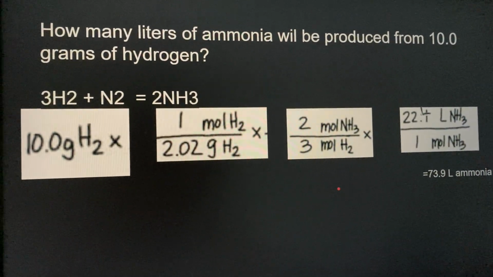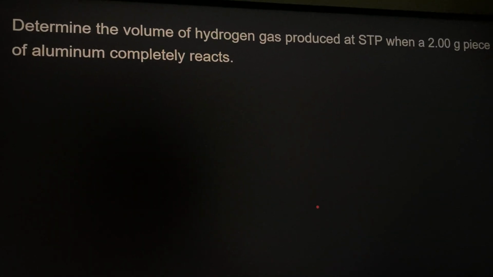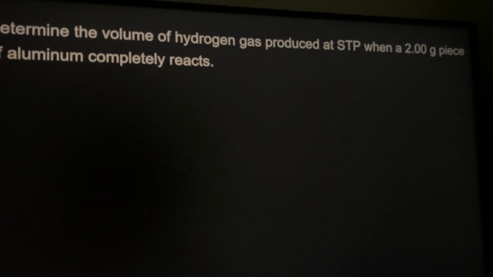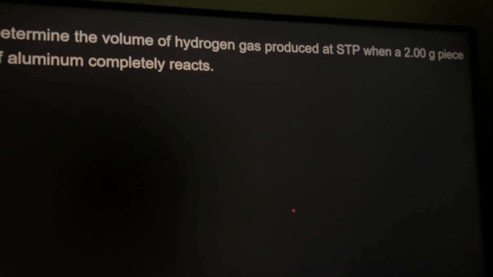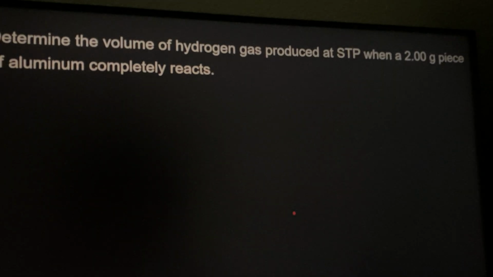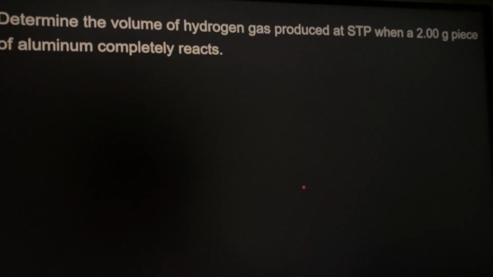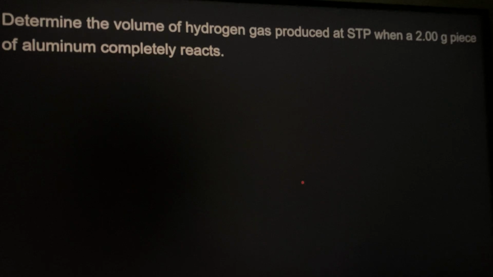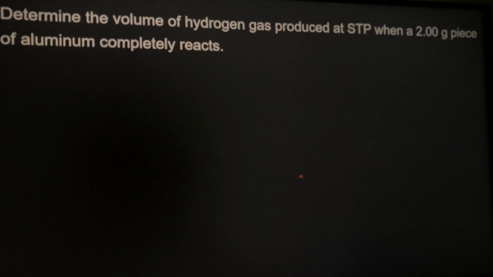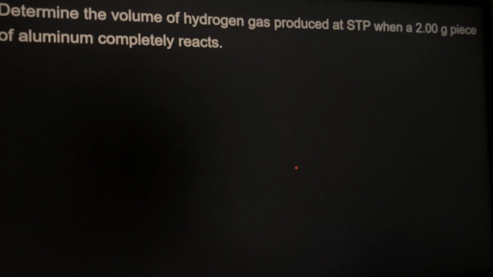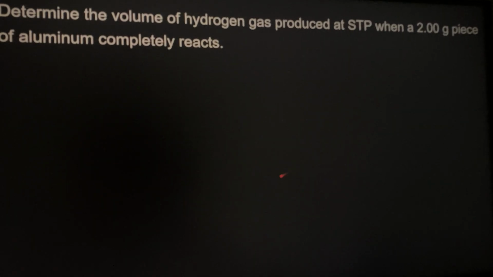All right, let's go for the first problem. Determine the volume of hydrogen gas produced at standard temperature and pressure when a 2-gram piece of aluminum completely reacts. All right, so try to work this one out on your own, and I'll go through it now.